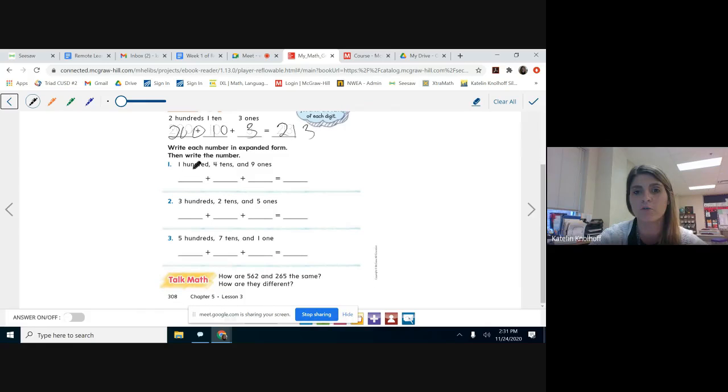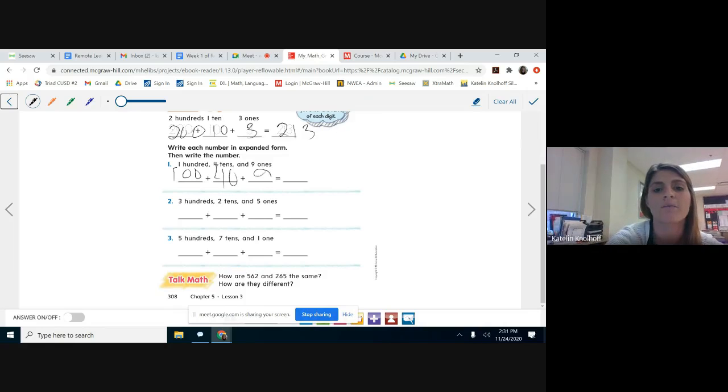Okay, so first, we're going to look at this first part. It says 100. So we're going to write that value. We're going to write 100. And then our next one says 4 tens. And if you don't know what 4 tens is, you could hold up 4 fingers and you could count by 10 4 times. So 10, 20, 30, 40. So we know 4 tens is 40. That's the value. And then 9 ones is just like counting up 9 times.